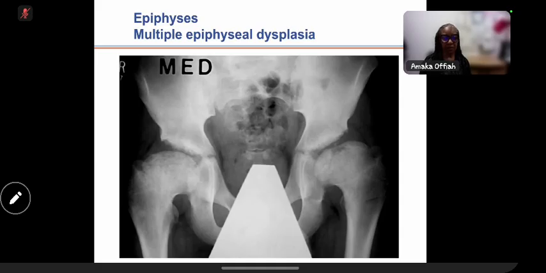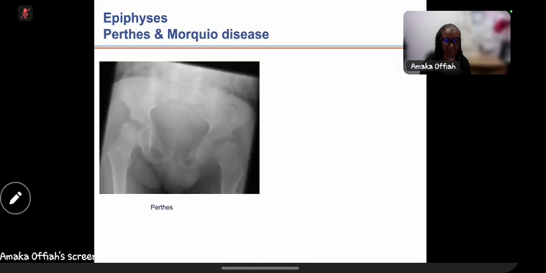The difference between MED and Perthes disease is that MED is usually synchronous, symmetrical, happening at the same time. Perthes is usually metachronous, one side first, followed by the other. If it is at the same time, it's rare. It's about 10 to 15%.